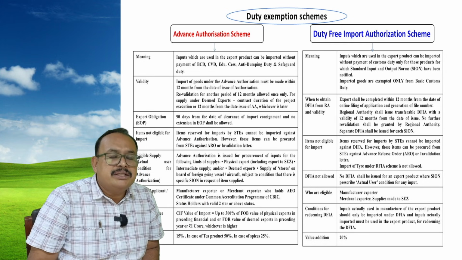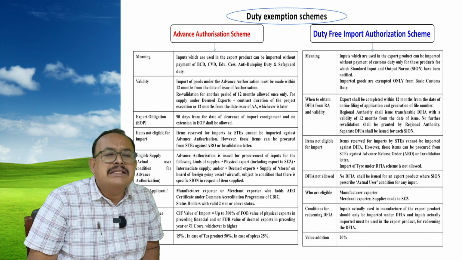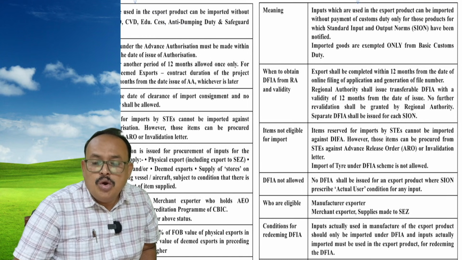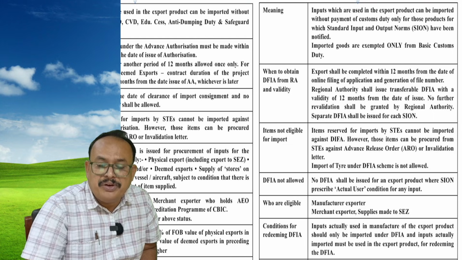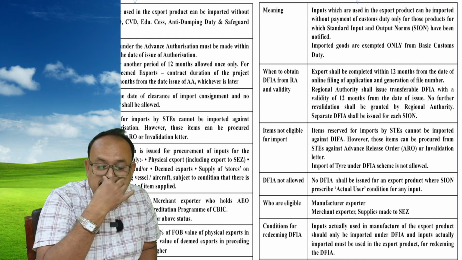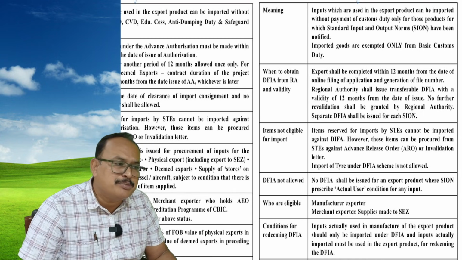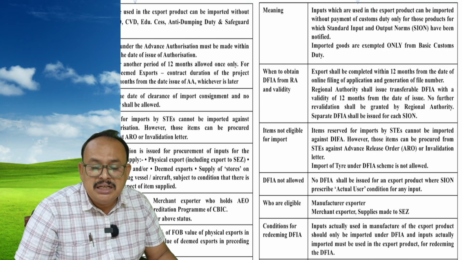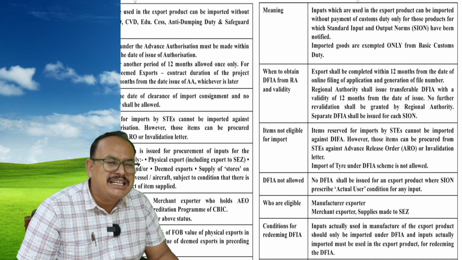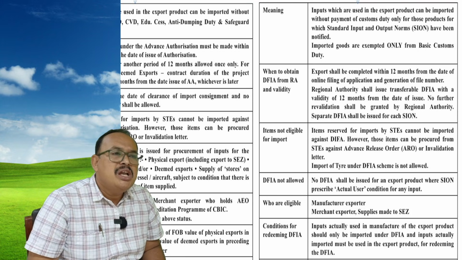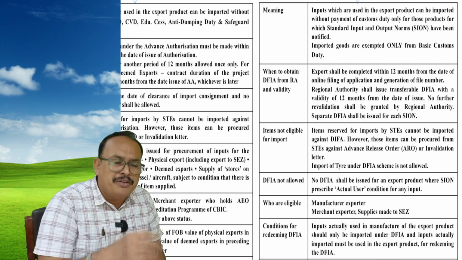In that case, who is eligible for this particular scheme? DFIA eligible means manufacturer exporters as well as merchant exporters. Supplies made to special economic zone units also qualify. Meaning thereby, manufacturer exporter, you are aware of it.